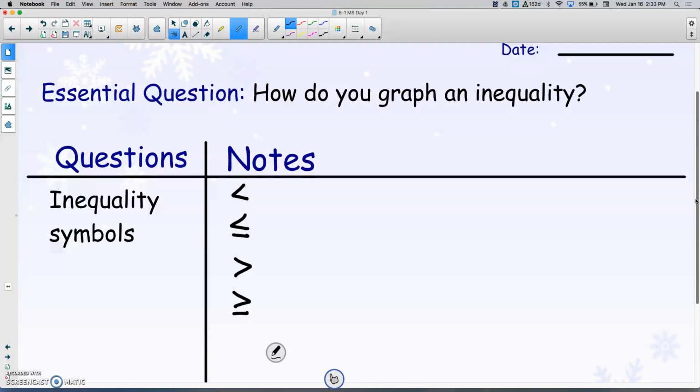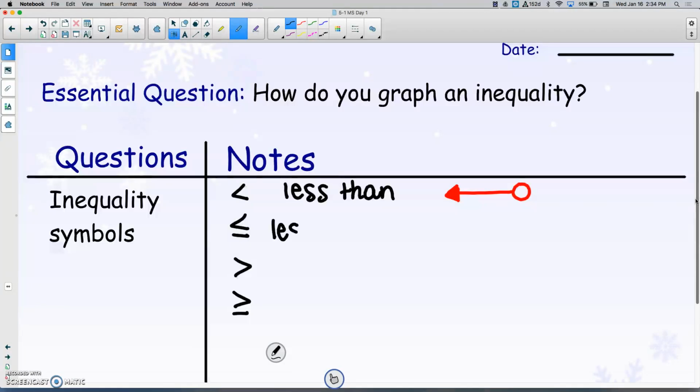So this first one is a less than symbol. And when we're working with graphing inequalities, it's going to be very helpful to remember that less than is represented by an open boundary circle, and a ray that goes to the left on your number line graph, because numbers are smaller as you move to the left, so less than moves to the left.